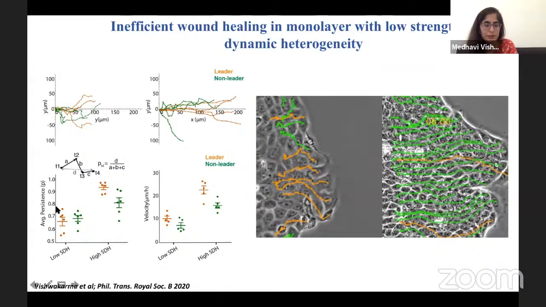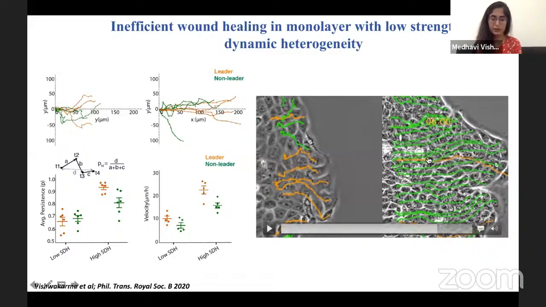This is the persistence and velocity graph, where you can see that the leader cell is very persistent, and the non-leader cells are also more persistent. But in the lower SDH, the persistence of both leader and non-leader cells is lower, showing that they are not migrating persistently in one direction. The velocity shows the same trend: there's more velocity when the cells are packed together and the strength of dynamic heterogeneity and cooperation is higher.